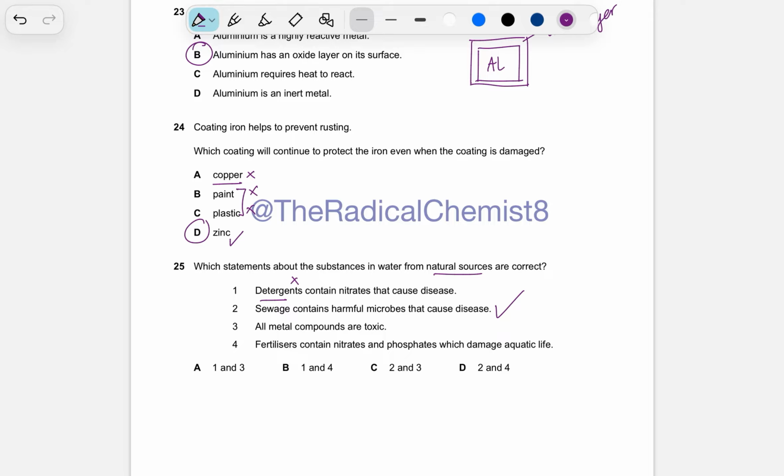Next, we have all metal compounds are toxic. Well, that is incorrect because not all metal compounds are toxic. Normally, metal compounds containing heavy metals are toxic. And then it says fertilizers contain nitrates and phosphates which damage aquatic life. Well, that is correct because this leads to eutrophication. So your answer is D.